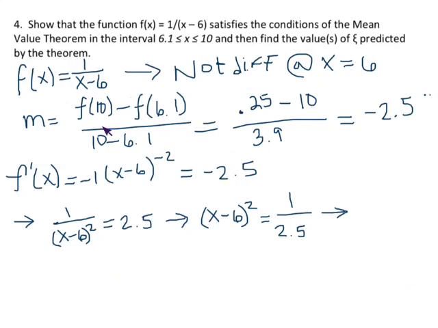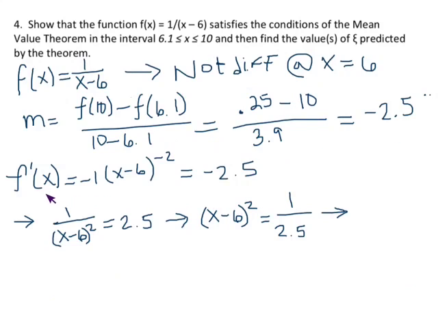So we proceed to do the slope calculation, just like algebra 1. That's what I went ahead and did here: f of 10 minus f of 6.1 over 10 minus 6.1. You just plug that in, really simple. When you plug in 10, of course, 10 minus 6 is 4, and 1/4 is a quarter, 0.25. Plugging in 6.1, you get 1 over 0.1, which is 10. And you do the math, you get negative 2.5.